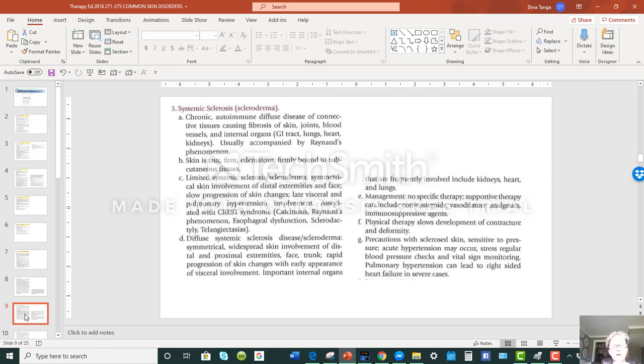Management: no specific therapy. Supportive therapy can include corticosteroids, vasodilators, analgesics, immune suppressive agents. Physical therapy slows development of contracture and deformity. Precautions with sclerosed skin: sensitive to pressure. Acute hypertension may occur. Avoid stress, and do regular blood pressure checks and vital sign monitoring. Pulmonary hypertension can lead to right-sided heart failure in severe cases.